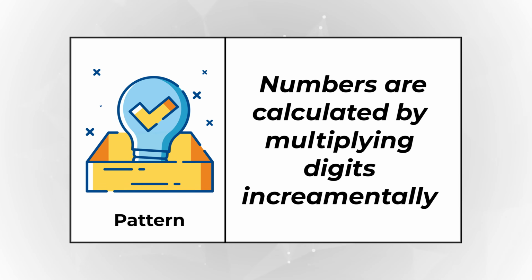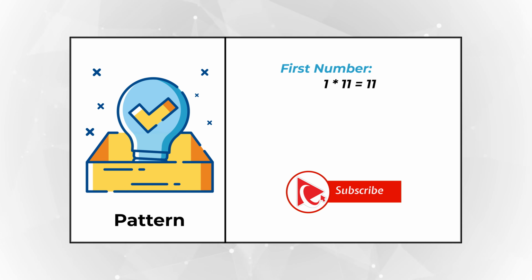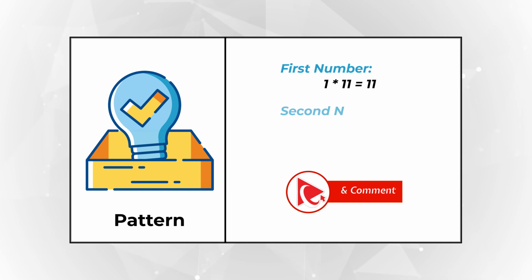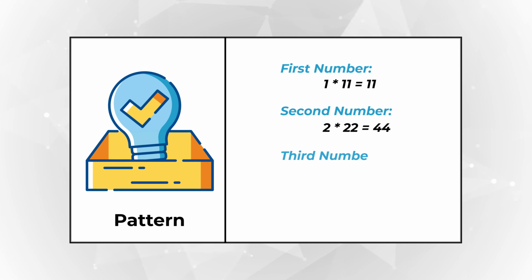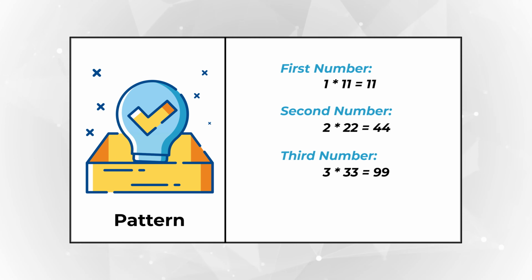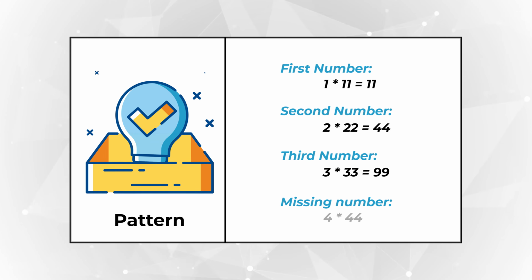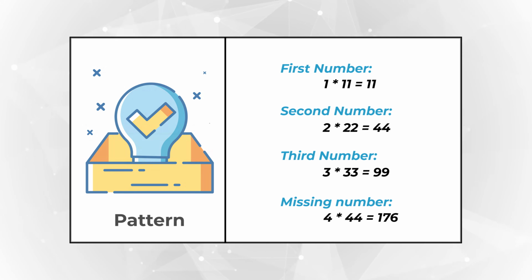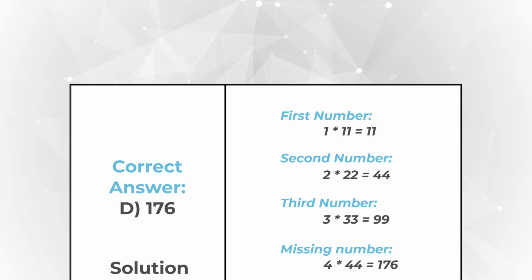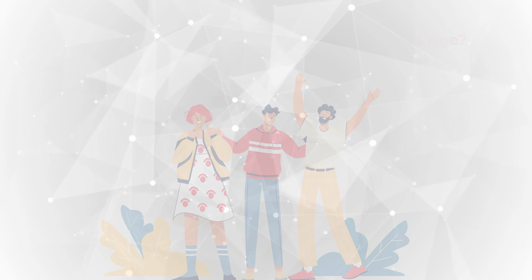The way first 3 numbers are calculated is by multiplying the single digits incrementally. For example, the first number is 1 multiplied by 11, which is 11. The second number is 2 multiplied by 22, which equals 44. The third number is 3 multiplied by 33, which equals 99. So the missing number can be calculated as 4 multiplied by 44, which equals 176. So the correct choice here is choice D, 176. Hopefully you've nailed this question and now know how to answer similar problems on the test.